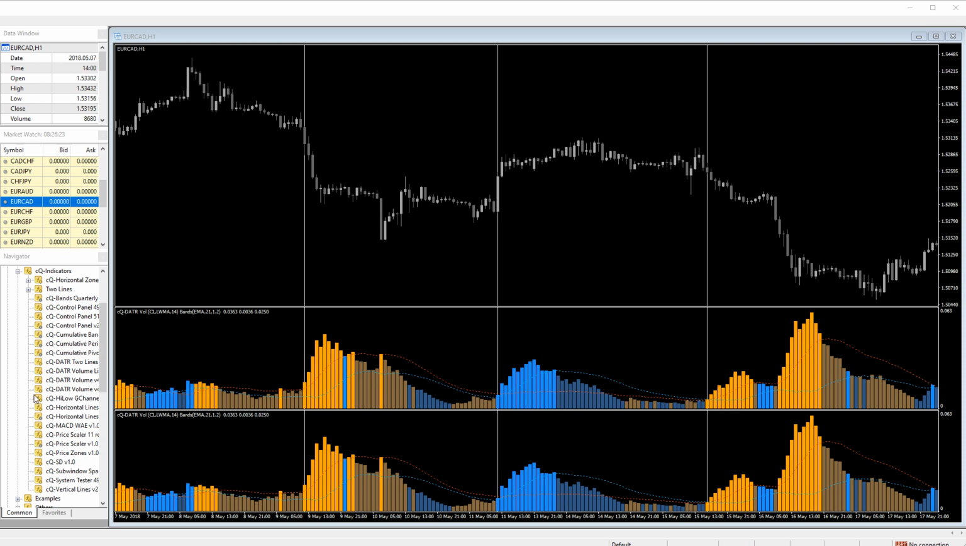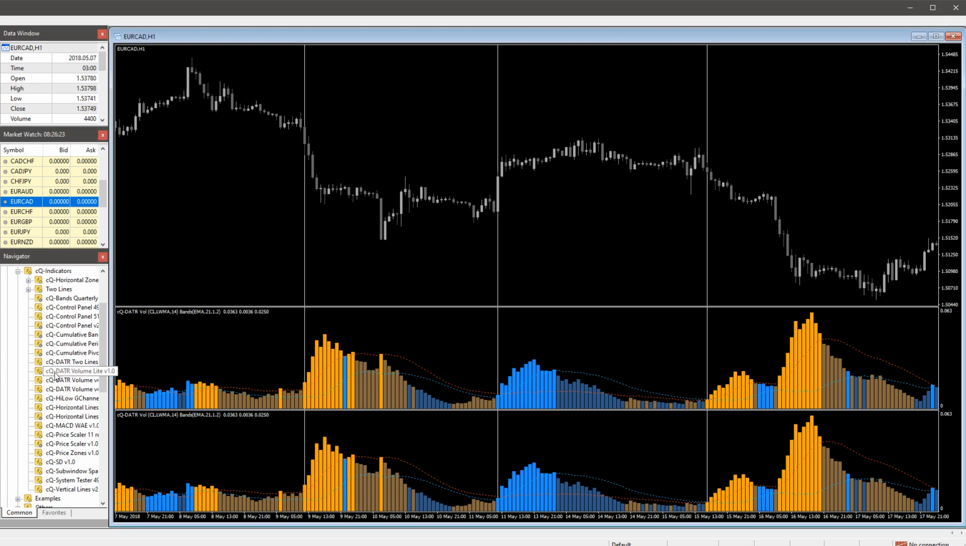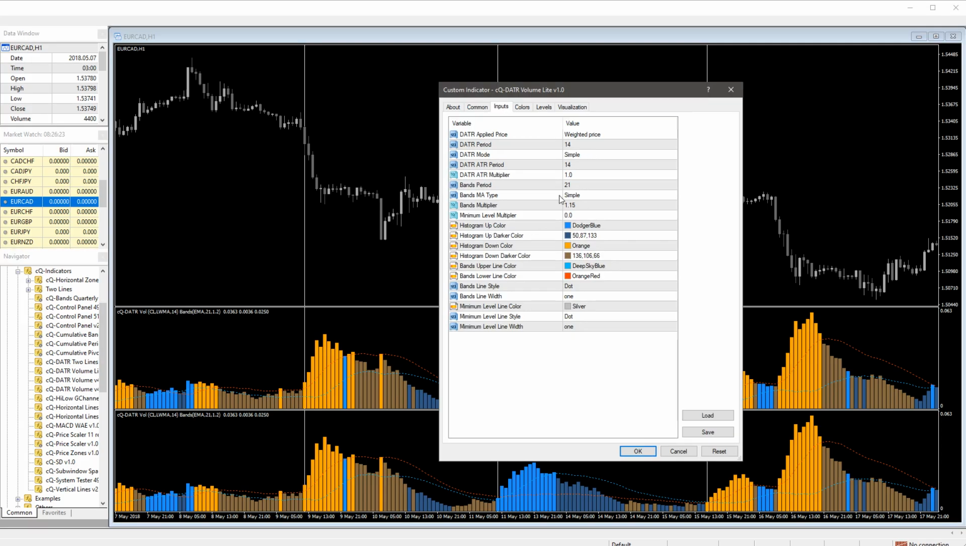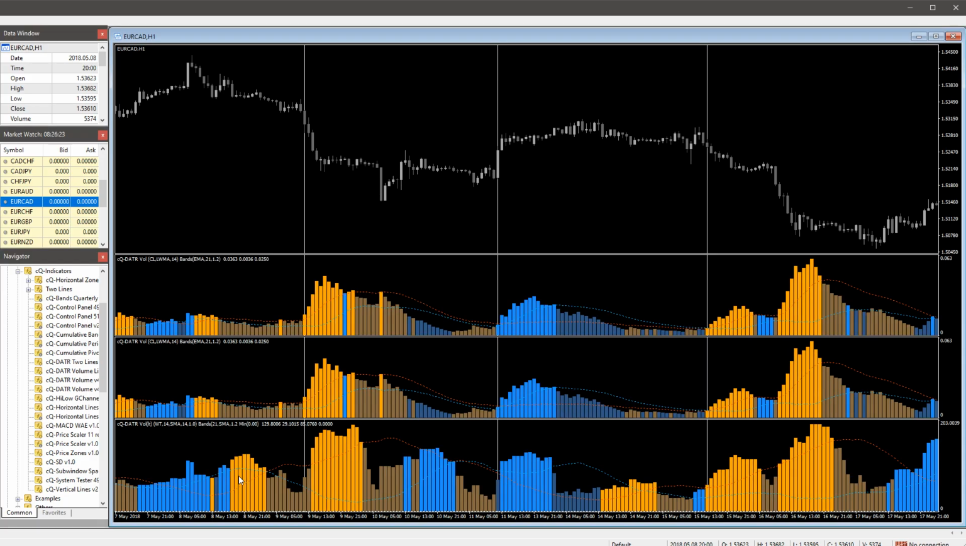One last thing: I've included a cQ-DATR volume light version. The code is actually included. It's just the basic DATR. You can take a look at it, change it, and do whatever you need to do. That's also included in the zip file, and that's the indicator.